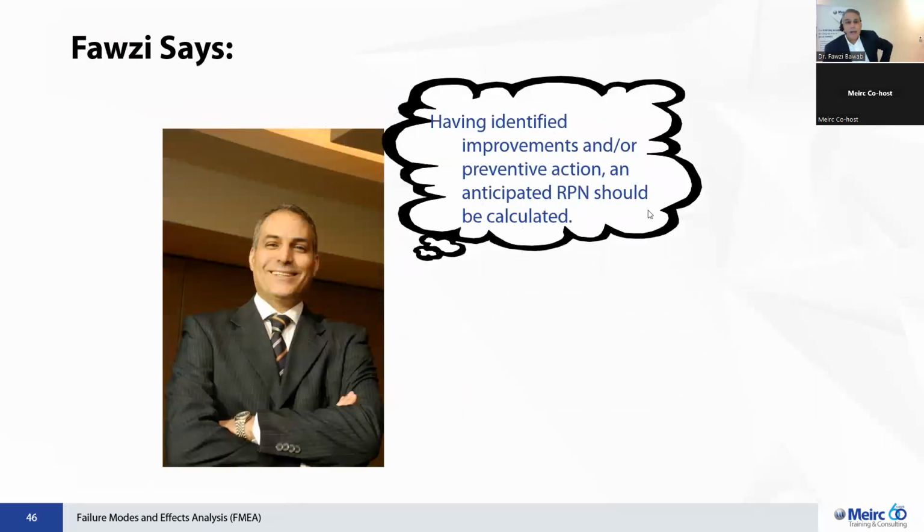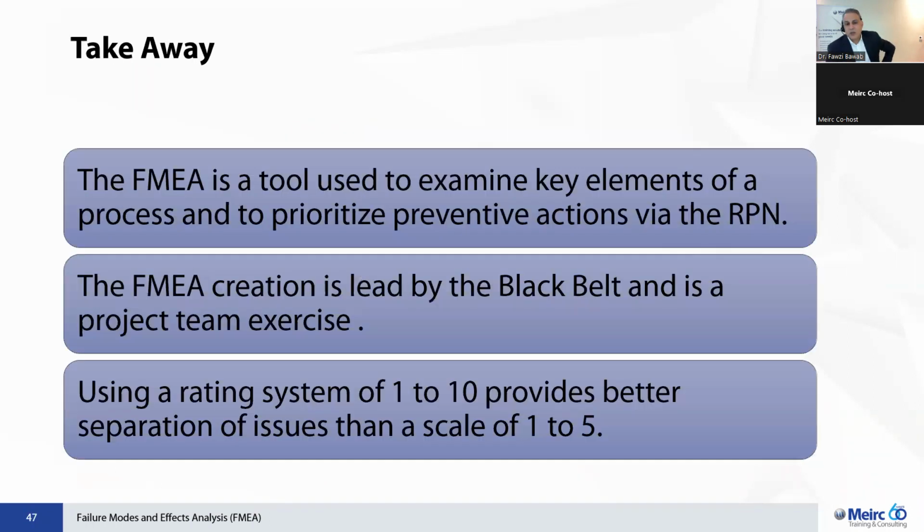Something to share with you, that once you have identified your improvements and your preventive action, the anticipated RPN should be calculated again. And again, the RPN number would go down as an indication that your risk has been reduced as well. So this is the whole aim of this discussion, and this tool is to use a tool to help us identify risk and then use it to build a living document that will become something that we discuss internally.